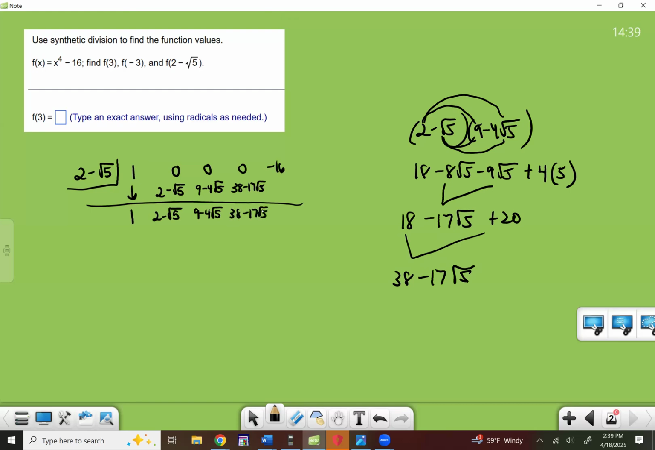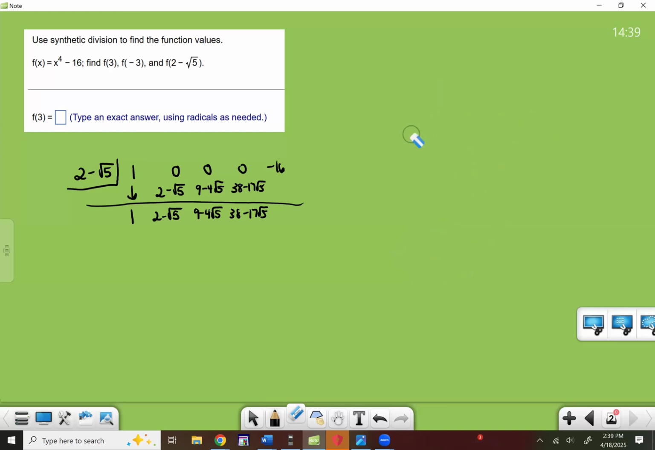This comes out to a nice number, I will be totally shocked. Okay, one more round of multiplying these guys. Let me just double check everything really fast. Okay. All right, so then now we're going to take 2 minus root 5, and we're going to multiply it by 38 minus 17 root 5.